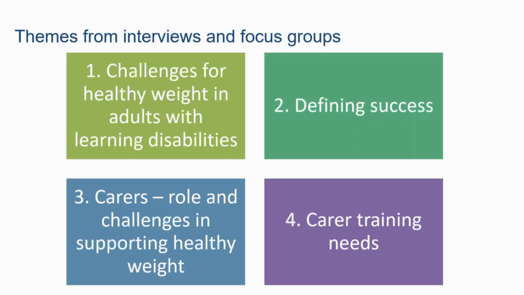So some of the themes that came out from this qualitative work, from these interviews and focus groups, were around the challenges for healthy weight in adults with learning disabilities, how to define success in terms of weight in people with learning disabilities, the role of carers in supporting healthy weight and the challenges that they experienced, as well as carer training needs. I have previously presented on these themes, and just in the interest of time, I'm not going to focus hugely on them. I'm just going to show you a bit more information on number 4, the carer training needs.